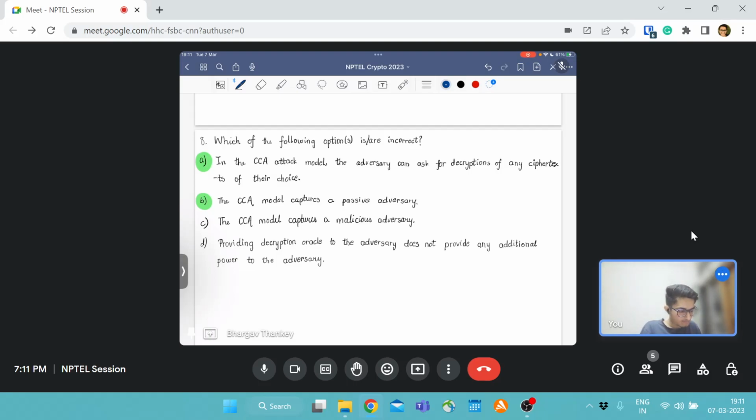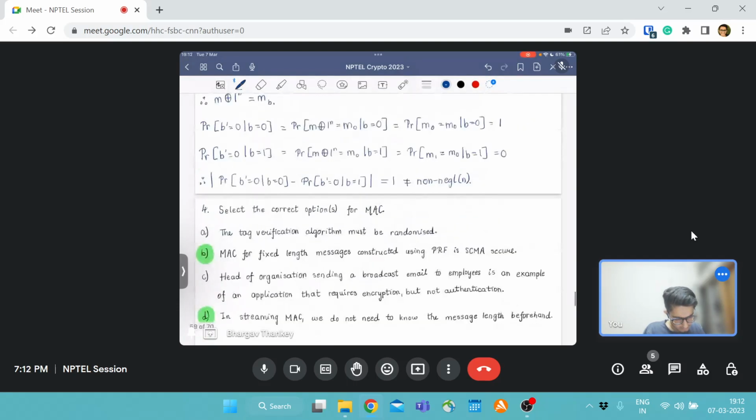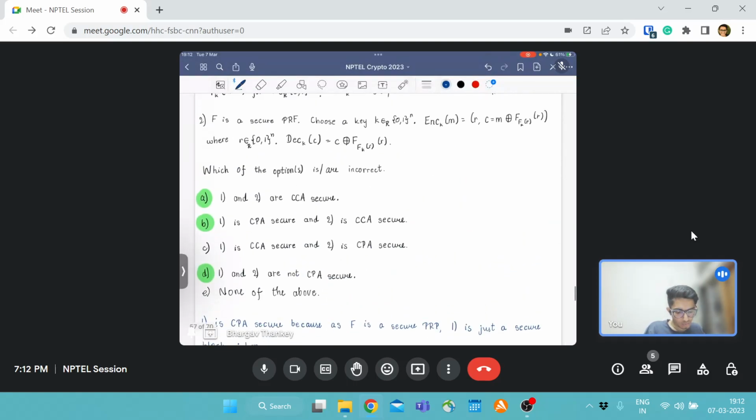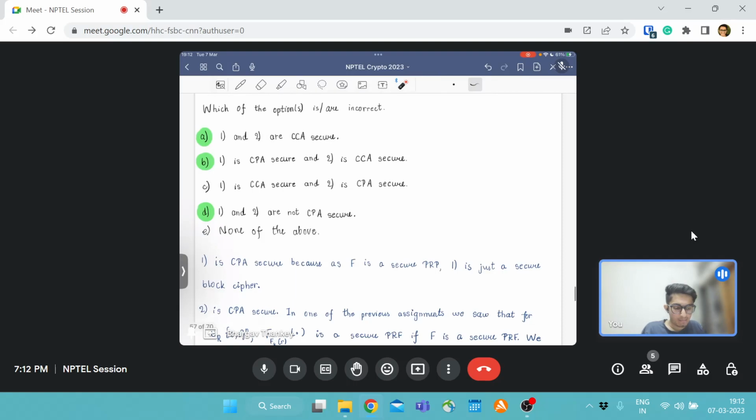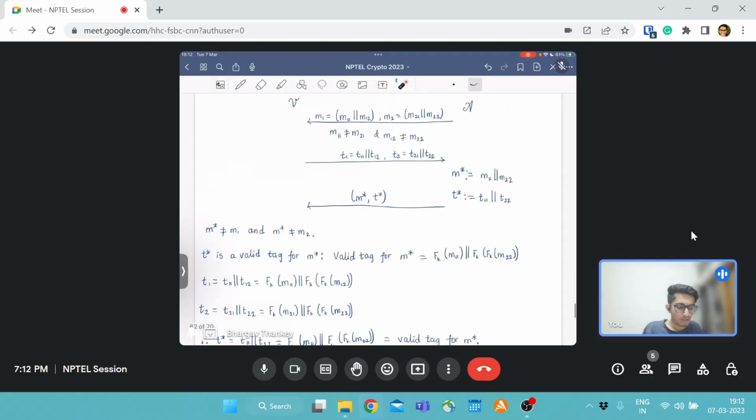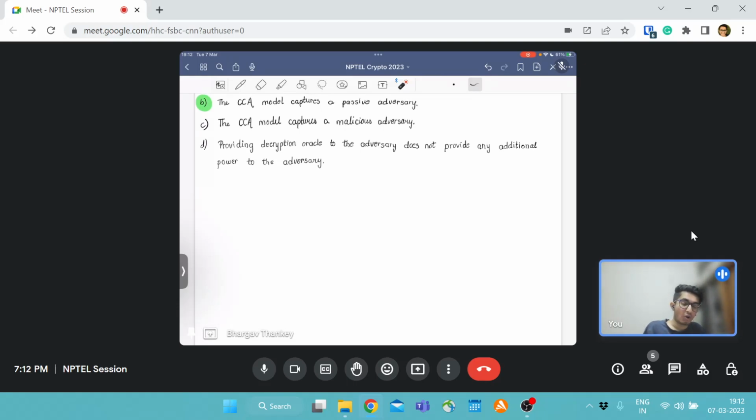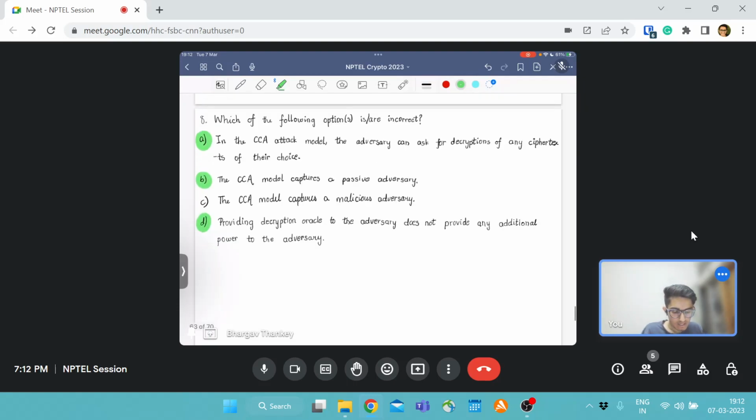Okay. So we were at option D, right? Option D says: providing a decryption oracle to the adversary does not provide any additional power to the adversary. Well, this is false, because as we saw in question 2, the second scheme there is CPA secure but not CCA secure. So there are schemes which are CPA secure but not CCA secure, and if I give a decryption oracle to the adversary, it would be able to break all such schemes. So providing a decryption oracle does give additional power to the adversary. So option D is also false. As with options A, B, and D, they are false. Is this fine?